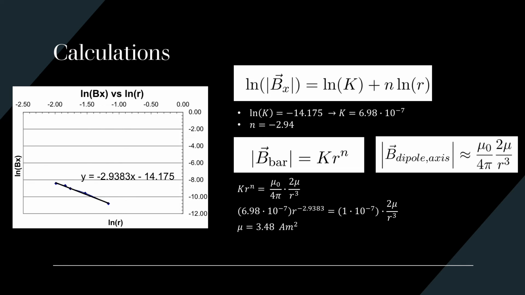I linearized the distance-dependent equation and got the following values. My K was equal to 6.98 times 10 to the negative 7th, and my N was equal to negative 2.94. Then I set the magnetic field on the axis equal to this distance-dependent equation and solved for my magnetic dipole. This was equal to 3.48.